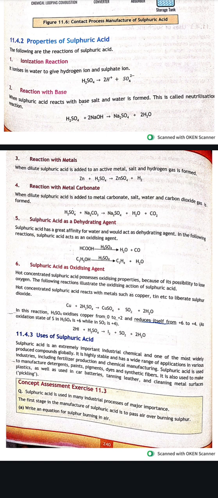Uses of sulfuric acid. Sulfuric acid is an extremely important reagent, and it is widely used. It is very stable and is used in fertilizer production, chemical manufacturing, in detergents, paints, dyes, pigments, synthetic fibers. It is used to make plastics, in car batteries, tanning leather, and cleaning metal surfaces, which is called pickling.